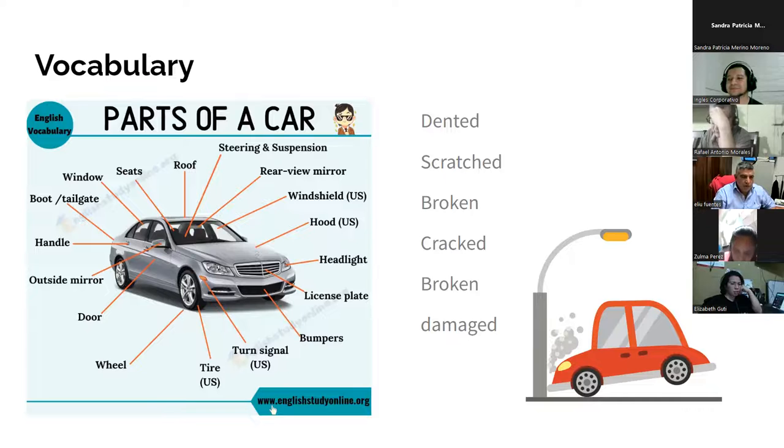Who else? Elio, me. Okay. Windshield. Windshield, what is windshield? Parabrisas. Parabrisas, very good. What else? Outside mirror, what is that?